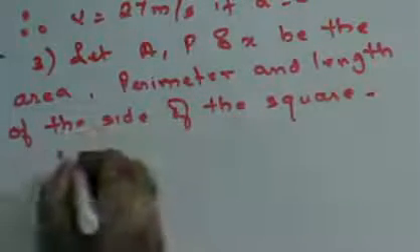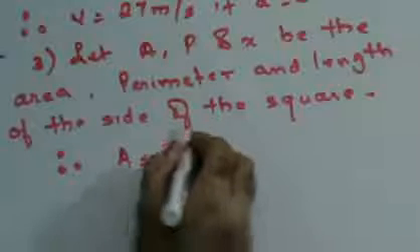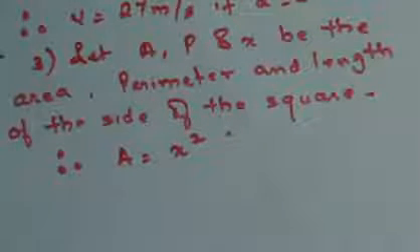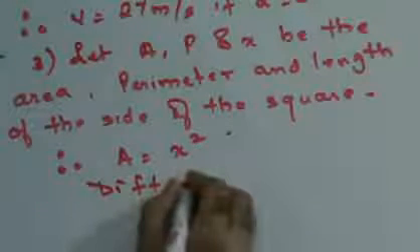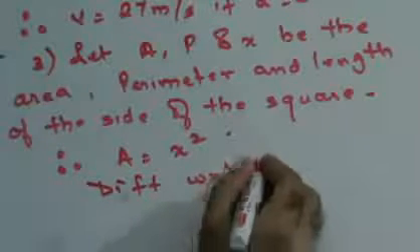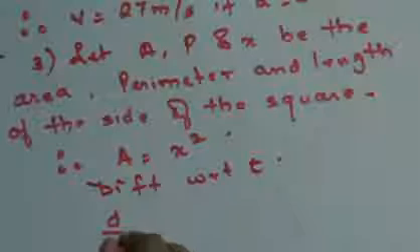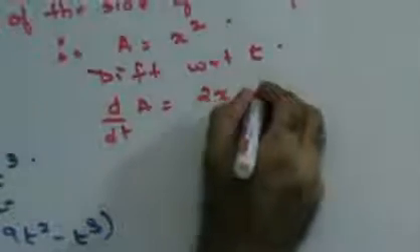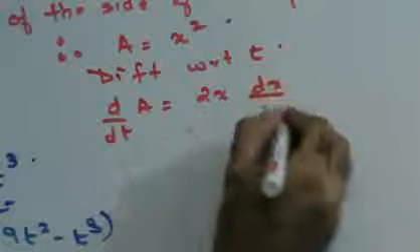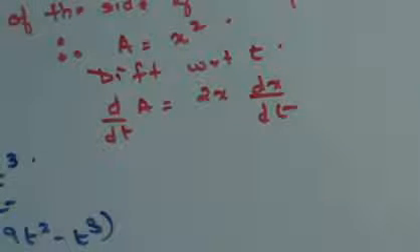Right, therefore I can say that area is equal to x square. Area of a square is equal to x square. If I differentiate with respect to t, I get dA/dt is nothing but 2x into dx/dt. Right? I'm using the formula for u raised to n.